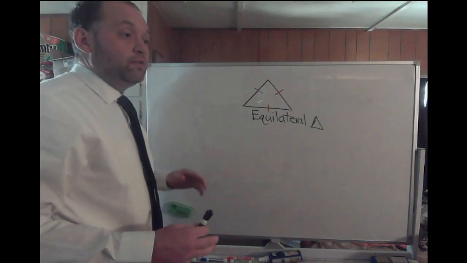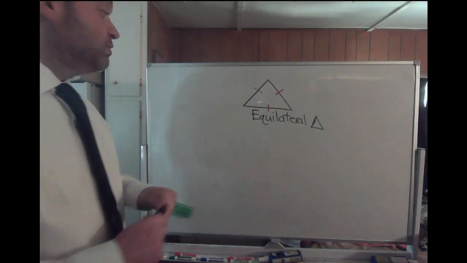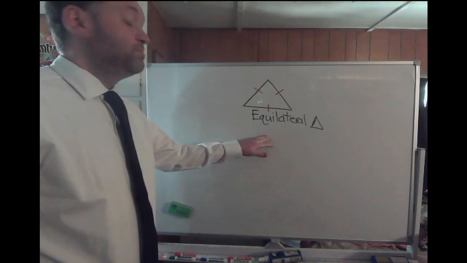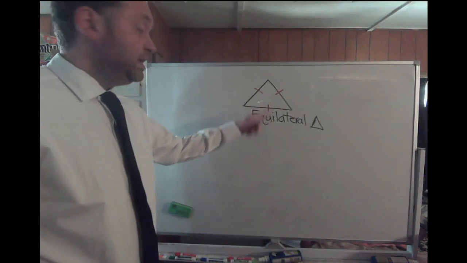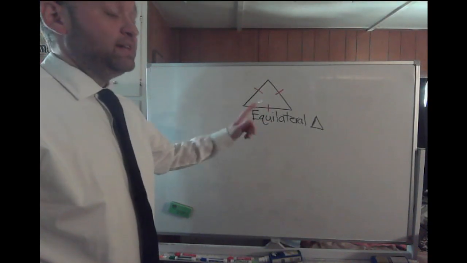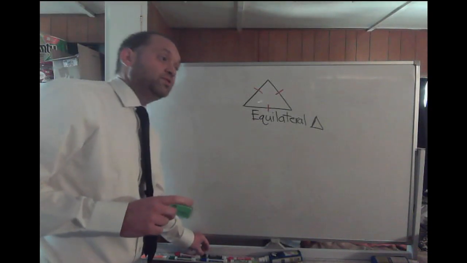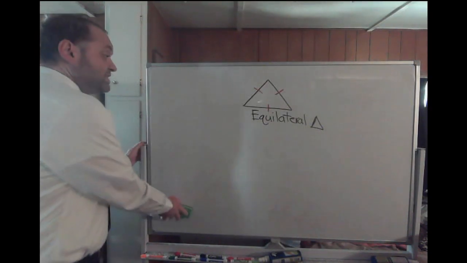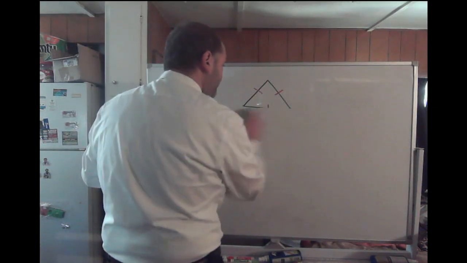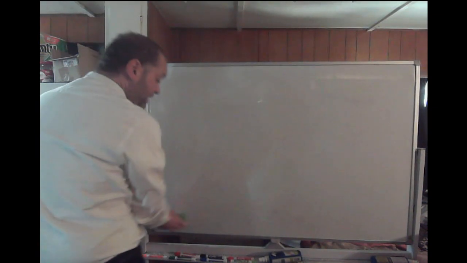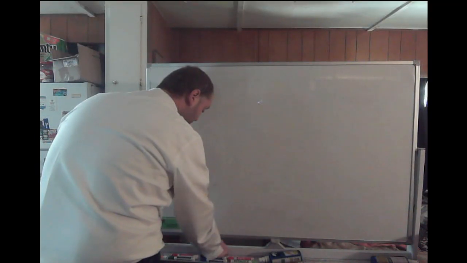Now, fun fact here. Equilateral triangles are always isosceles triangles because at least 2 of the sides are equal. But an isosceles triangle is not necessarily an equilateral triangle. So that's good to know. So we have classified triangles by their sides or congruent sides.